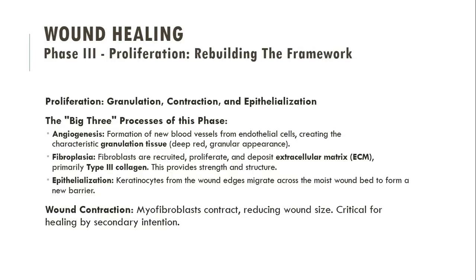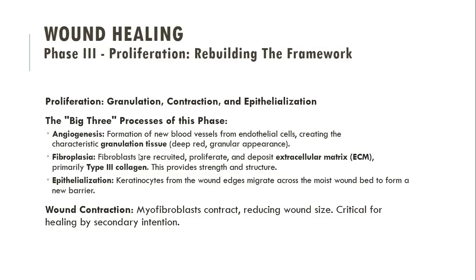Wound healing, phase three, that is the phase of proliferation, rebuilding the framework. In the proliferation, there are three big processes. Number one is angiogenesis, the other is fibroplasia, and the third one is epithelialization. In angiogenesis, there is formation of new blood vessels from endothelial cells, creating the characteristic granulation tissue that is deep red and granular in appearance.